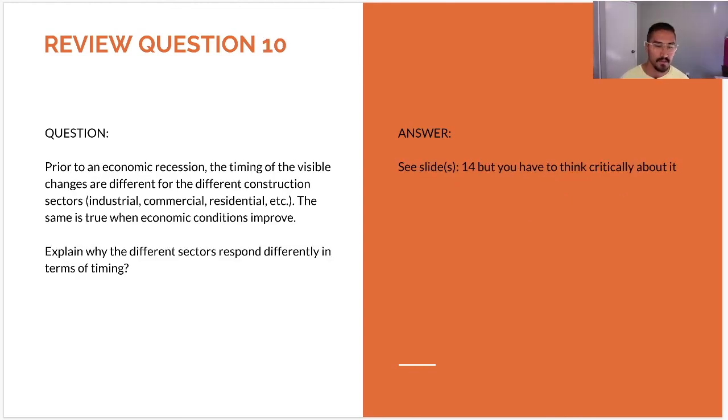Explain why the different sectors respond differently in terms of timing. Now, the answer to this can be found in slide 14, but you have to think critically about it. It's not a straightforward answer.